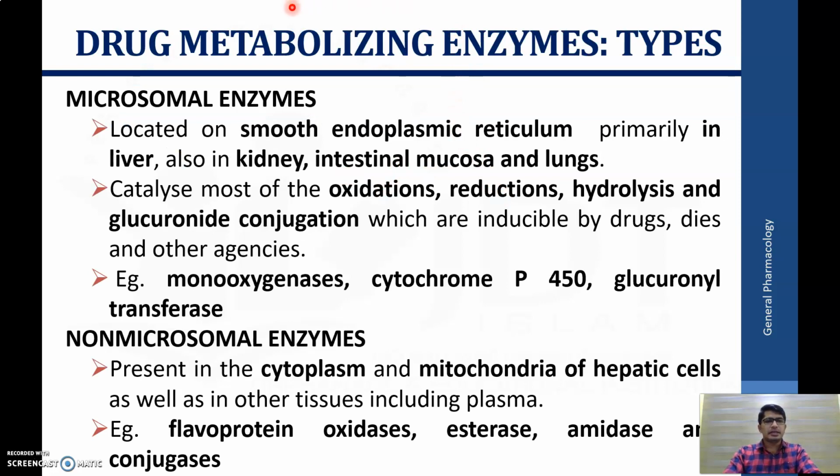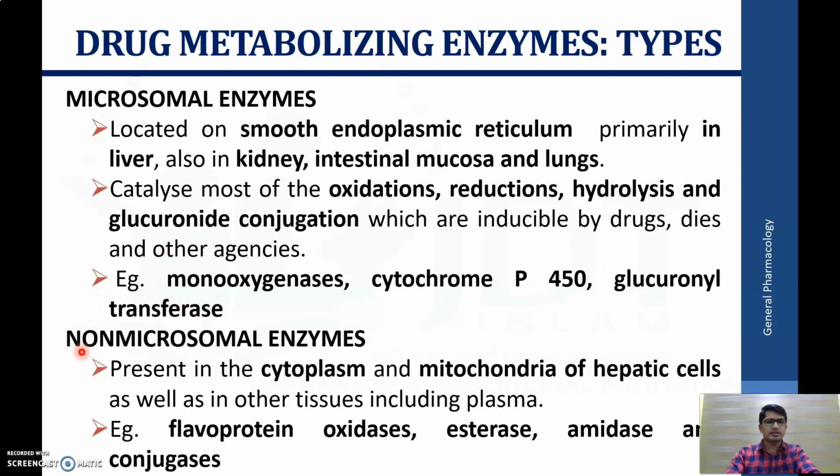Now the enzymes which help in metabolism are of two types, that is microsomal enzymes and non-microsomal enzymes. Microsomal enzymes are located in the smooth endoplasmic reticulum, primarily in the liver, also in the kidney, intestinal mucosa and the lungs. These catalyze different reactions like oxidation, reduction, hydrolysis and glucuronide conjugation, which are inducible by drugs, diet and other agencies. Examples are monooxygenase, cytochrome P450 and glucuronyl transferase.